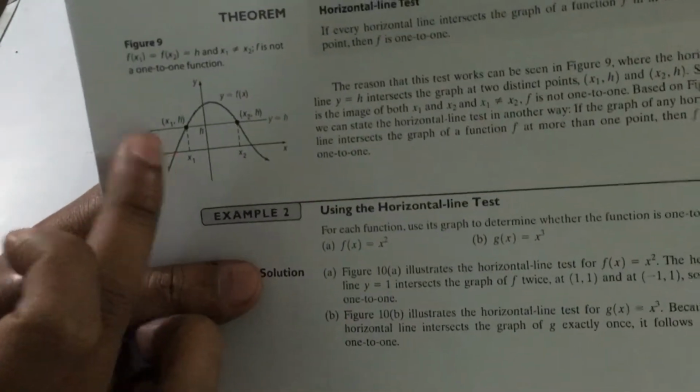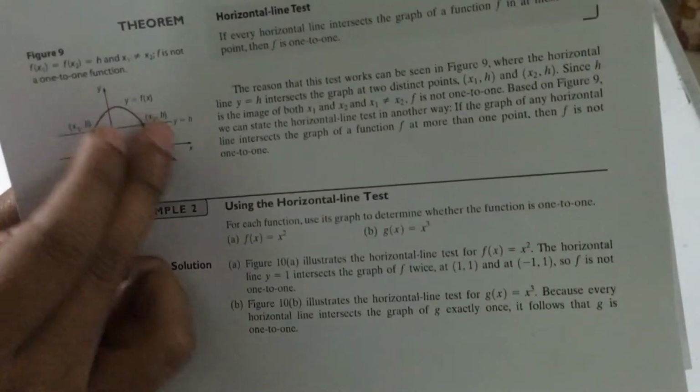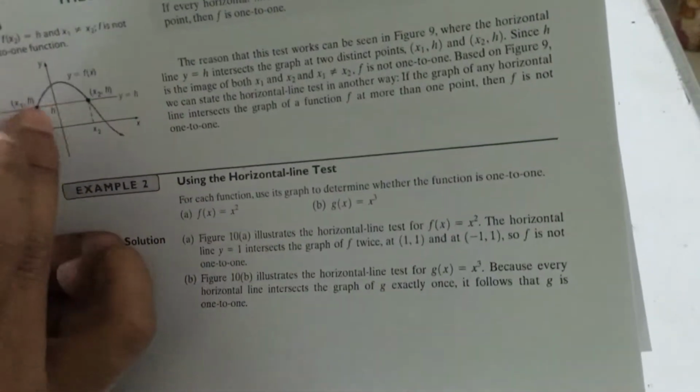This is called the horizontal line test. Suppose some function is given, then you draw a horizontal line. If it cuts at two different points, then this is not a one-to-one function. A one-to-one function will not cross the horizontal line at two different points.